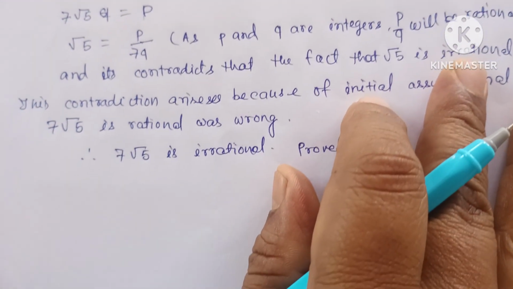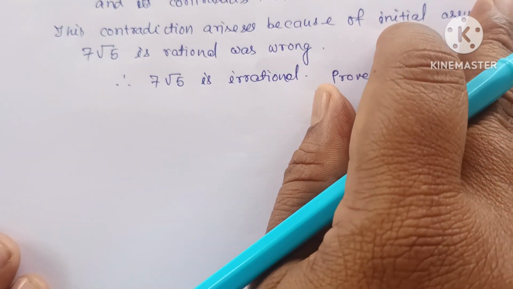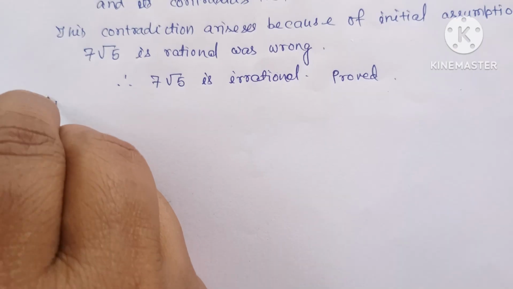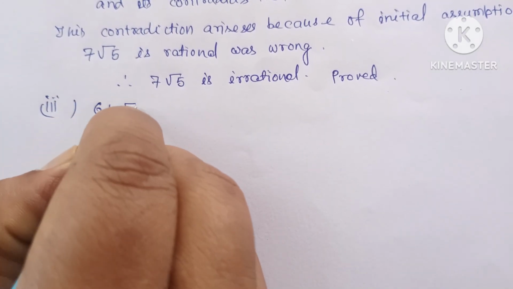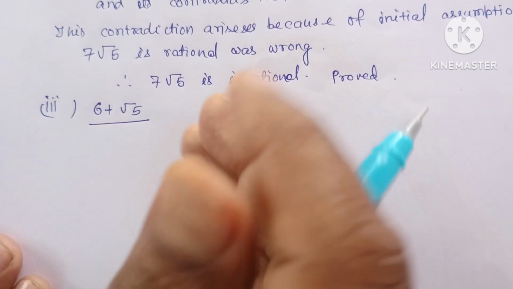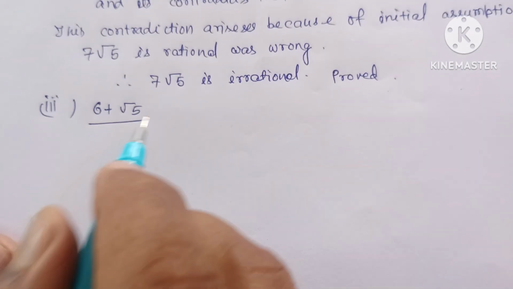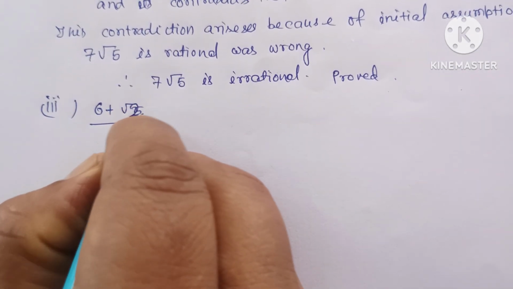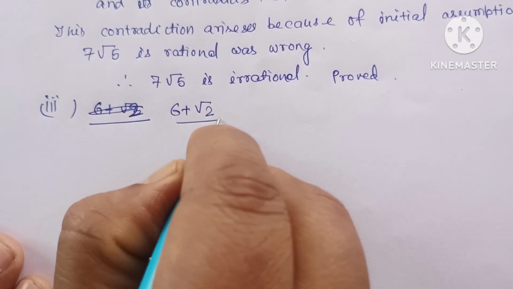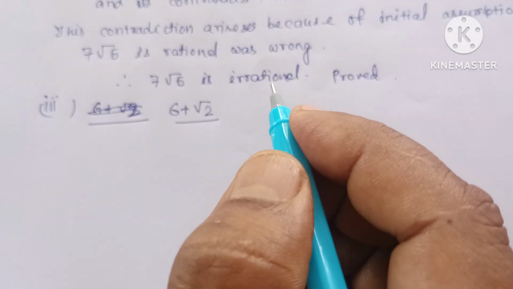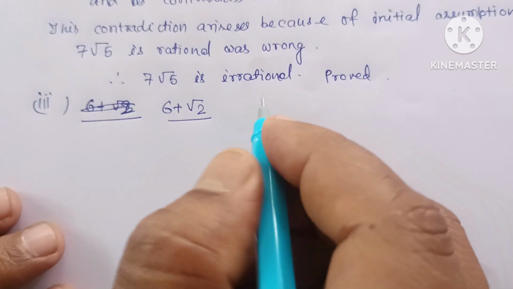Now, same thing you are doing again for the third question. What do you have in the third question? 6 plus root 2. Sorry, 6 plus root 2. This you have to prove as an irrational number.